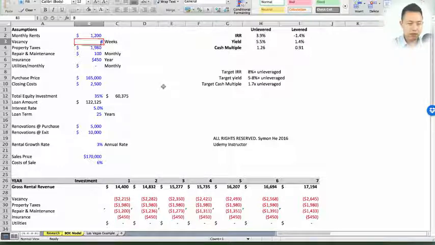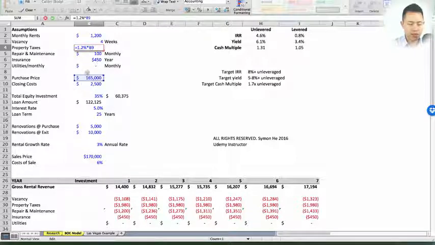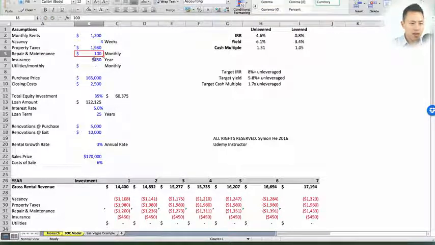If there's a vacancy, you can lease it up within 4 weeks, okay? And you can leave these other assumptions in here in terms of the property taxes, but if you know the tax rate in your market, put that in. So you use the percentage rate times the purchase price. If you're going to provide some sort of repair and maintenance, these are older homes. I'm going to set aside $100 for repairs and $450 a year for insurance.